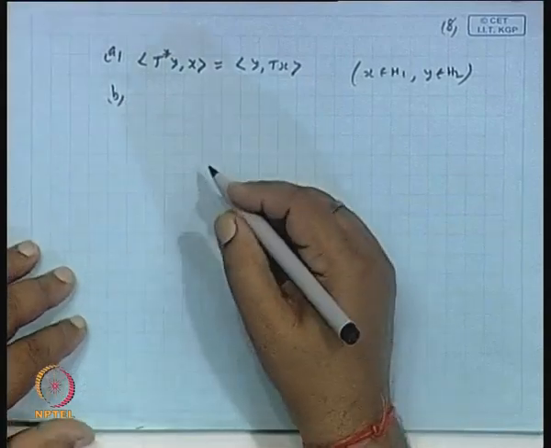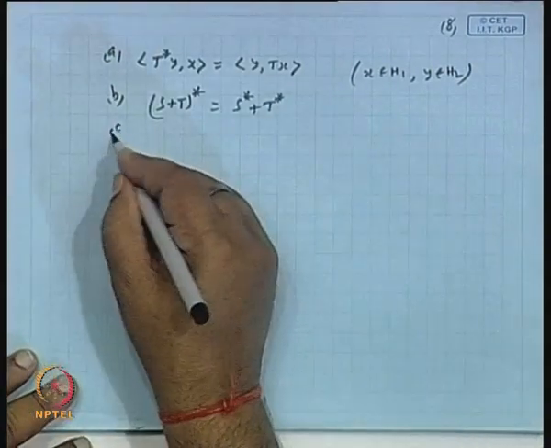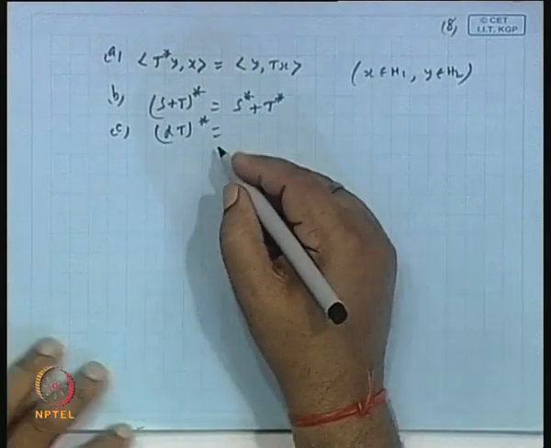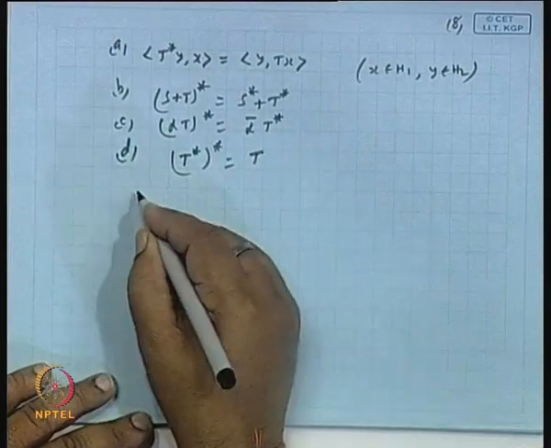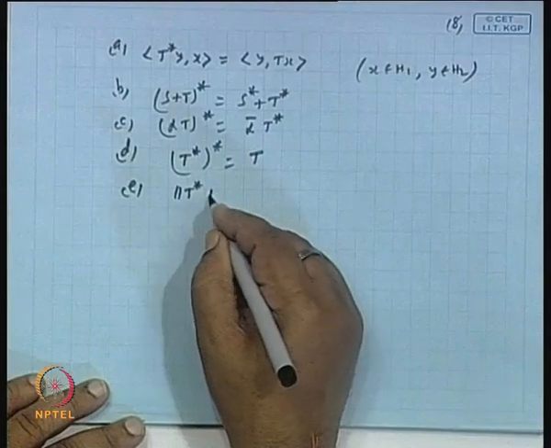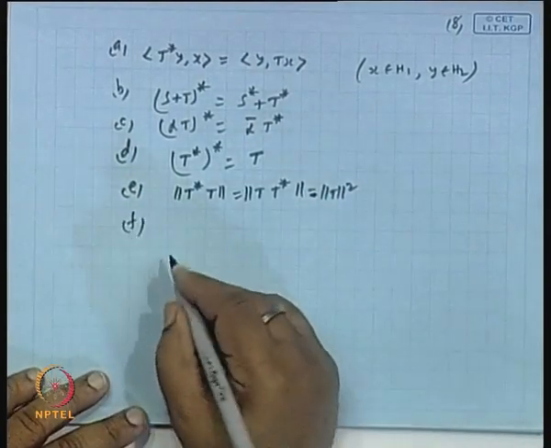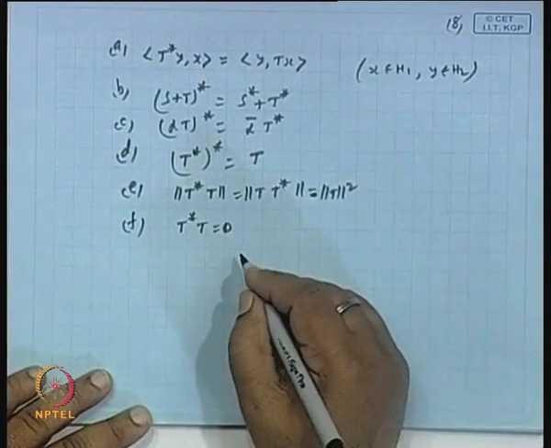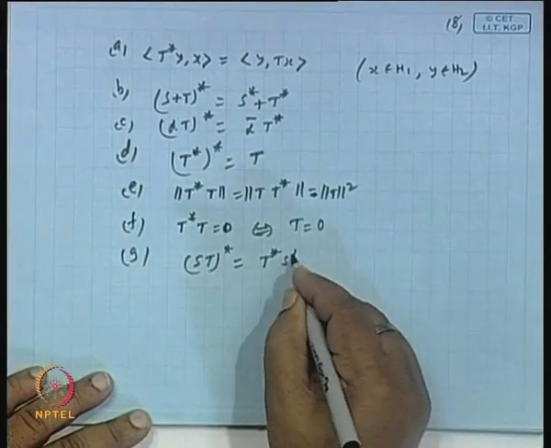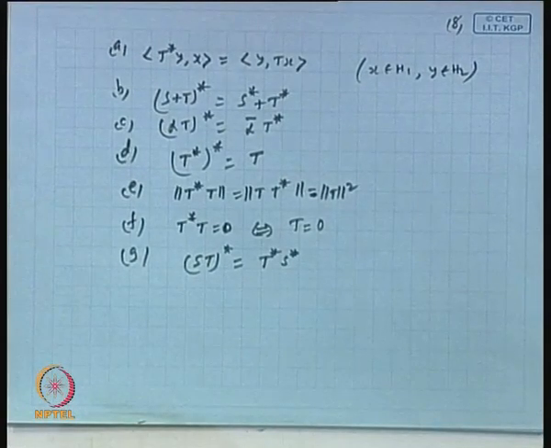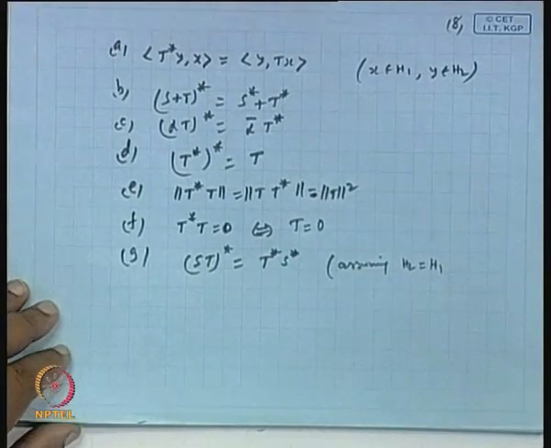Okay? Second is (S + T)* is S* + T*, both are bounded. Then third, (αT)* is the conjugate of α times T*. Fourth, (T*)* is T. Fifth, the norm of T*T is the same as norm of TT*, which is the same as norm of T squared. Sixth, if T*T equal to 0 if and only if T is equal to 0, and seventh, (ST)* is equal to T*S*, assuming that H2 equal to H1. Here we assume H2 equals H1, because otherwise this product is not well defined. Okay. So these are the properties following.